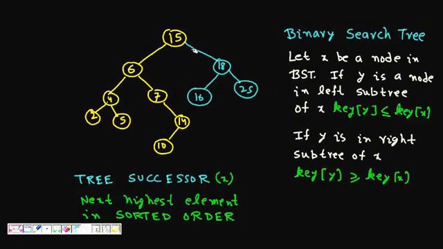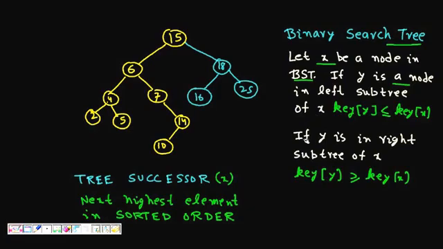First, a little bit of recap about what a binary search tree is, for those who don't know. A binary search tree is a binary tree in which if X is a node in the binary search tree and if Y is a node that is in the left subtree of X, then the key of Y will always be less than or equal to X.